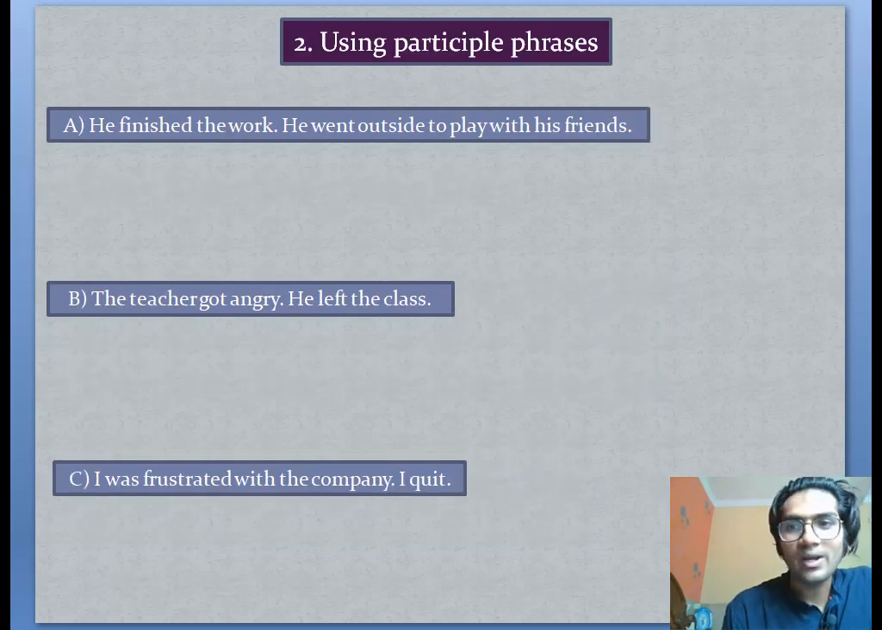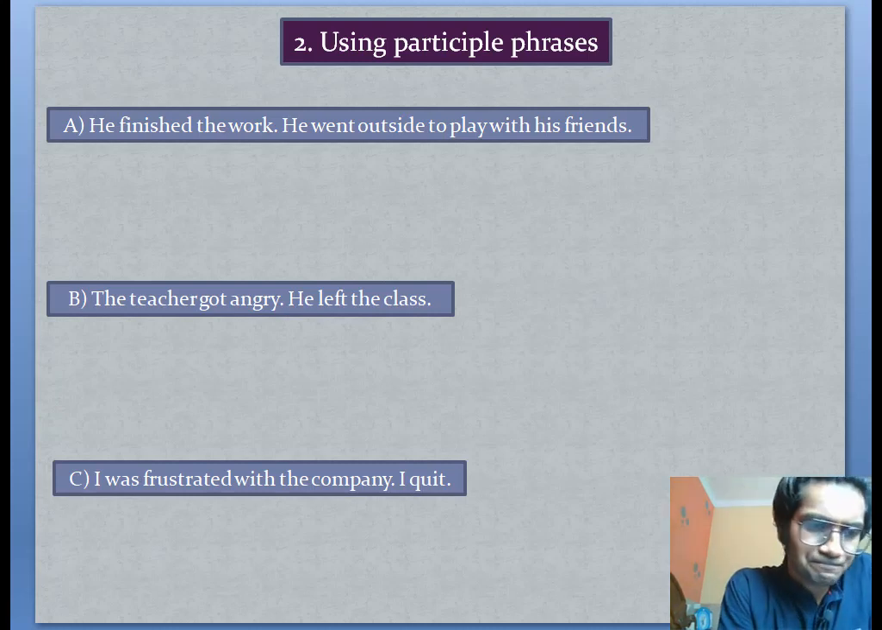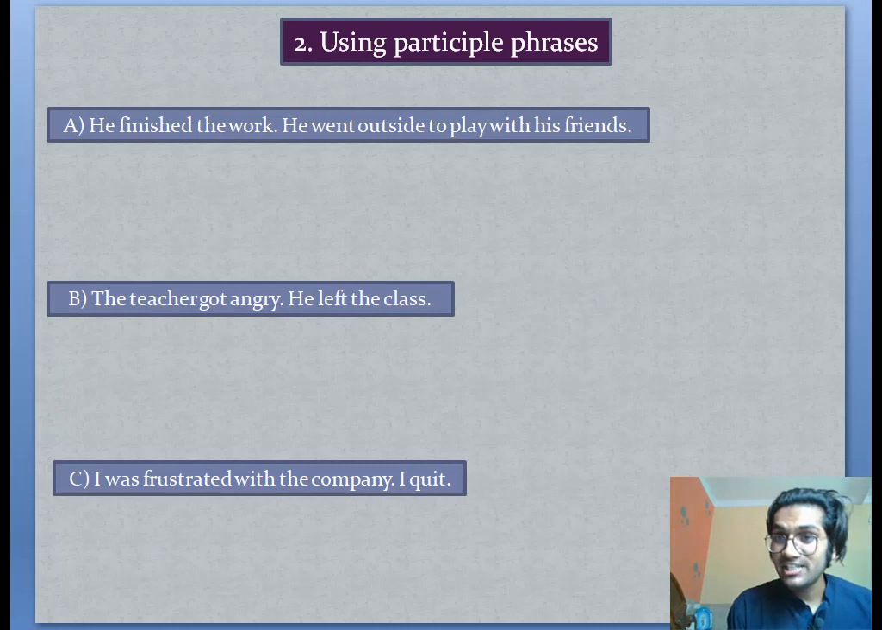Let's look at the second way, using participle phrases. Now, if you do not know what participle phrases are, let me just tell you. Participle phrases are phrases, that means a group of words that do not have the subject-verb combination, right? These phrases start with a participle, that could be a present participle or a past participle, right? And this entire phrase works as an adjective, modifies the subject of a sentence. Okay, that's what participle phrases are for you.